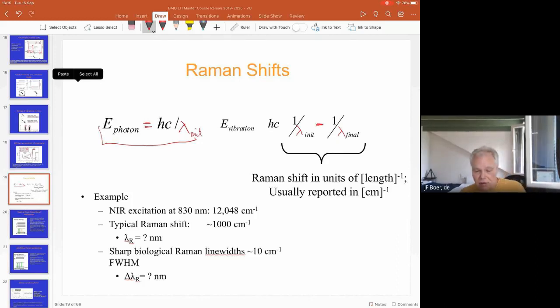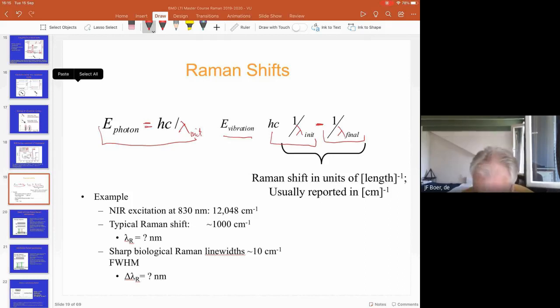And then if we look at the energy of the vibration, that must be the energy of the incident photon, that is shown here, minus the energy of the emitted photon. So we can describe this vibration now as an energy difference that is defined by the incident energy of the photon and the emitted photon energy.